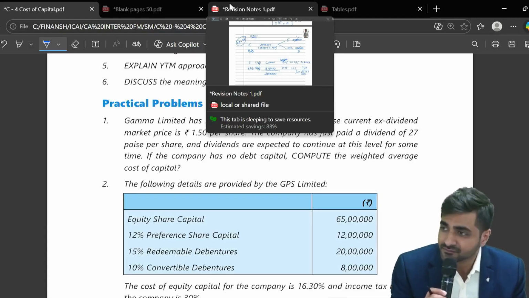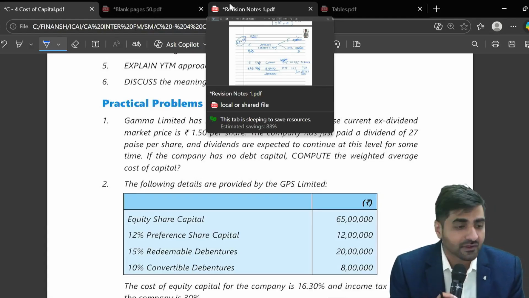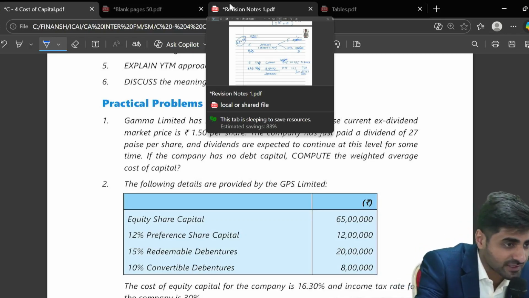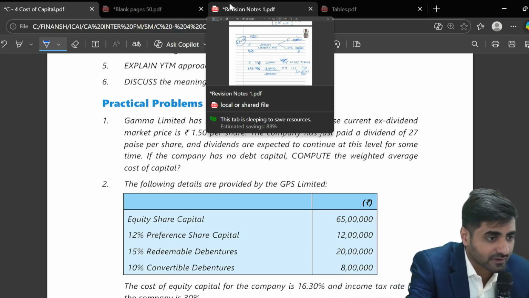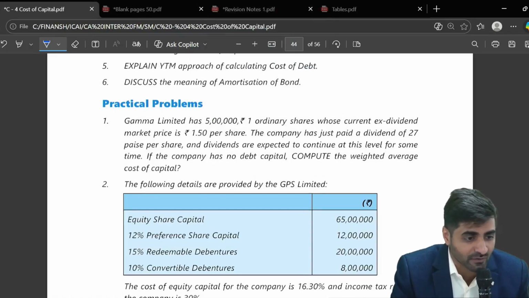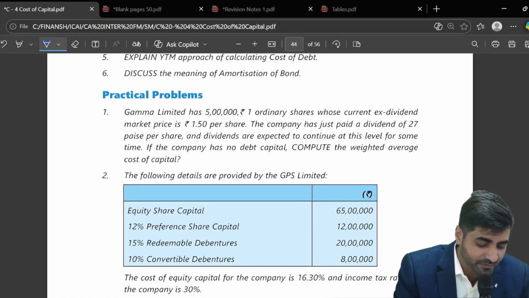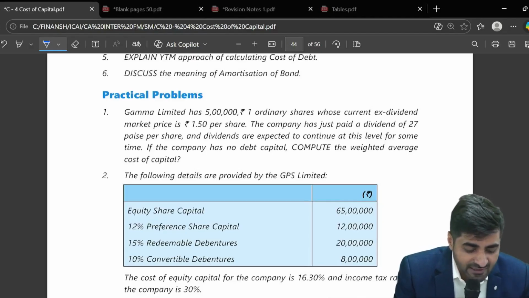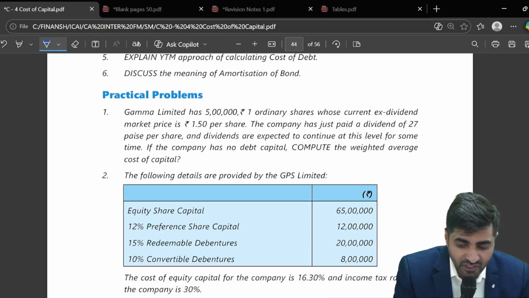Okay. Let's start. So my dear students, now we are doing what? We are now starting with your practical problems and I want every one of you to please come to the first practical problem. Gamma Limited has 5 lakh rupee one ordinary share whose current ex-dividend market price is rupee 1.5.